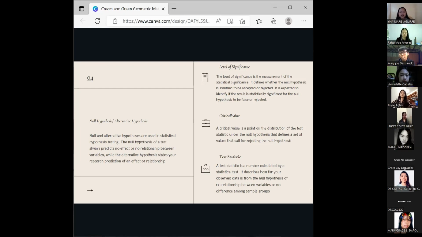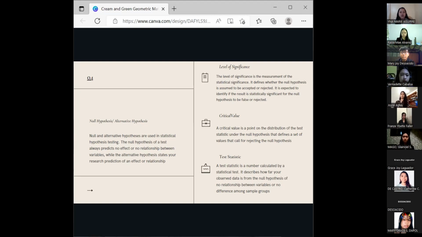Null and alternative hypothesis. Null and alternative hypotheses are used in statistical hypothesis testing. The null hypothesis of a test always predicts no effect or no relationship between variables. Ito yung status quo or yung wala or yung equal significant relationship. While in alternative hypothesis naman, states your research prediction of an effect or relationship. So kapag na-reject si null, automatic alternative hypothesis yung ating i-accept.